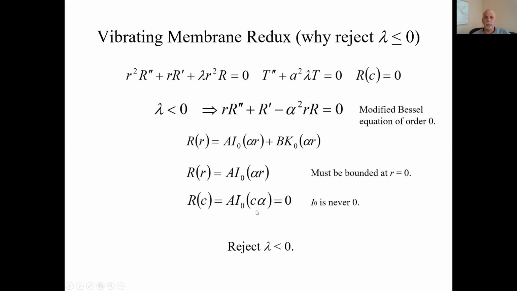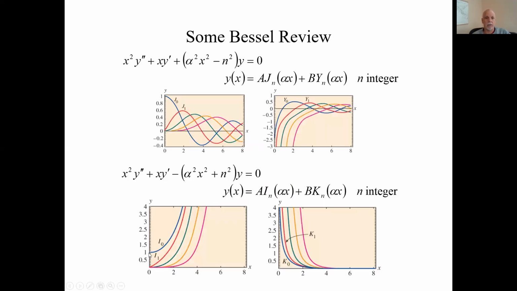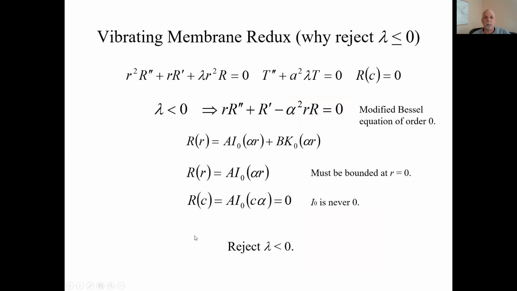At C, we're plugging in C for r. So we have this: a C times alpha. Both C and alpha are not 0, so this is some positive constant here. And let's look at that. Oops, well, I sub 0 is never 0 at all, certainly not for positive arguments. That means we have to set A to 0 to make this true, which would give us a trivial solution. So we reject this whole case. Reject the lambda less than 0 case.